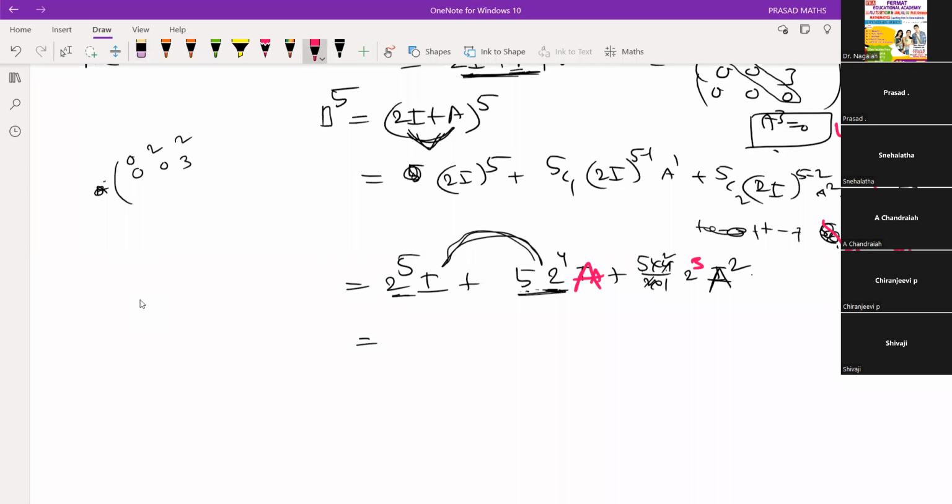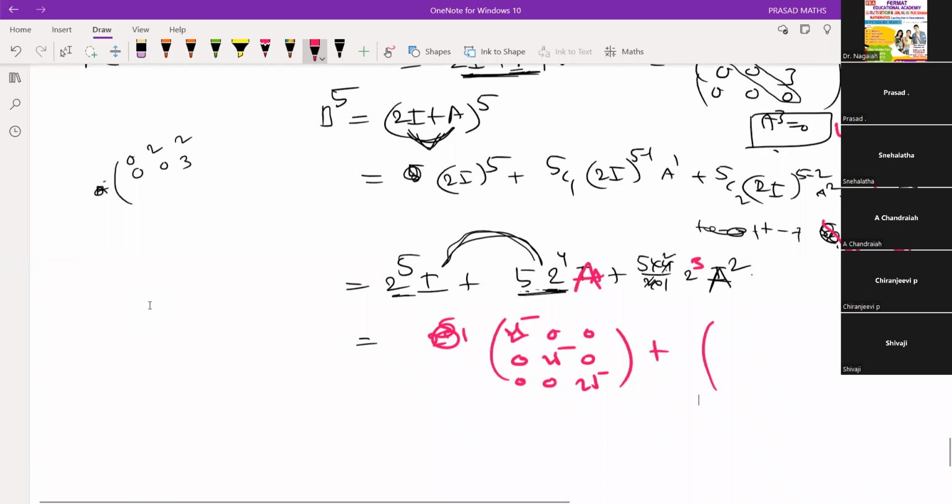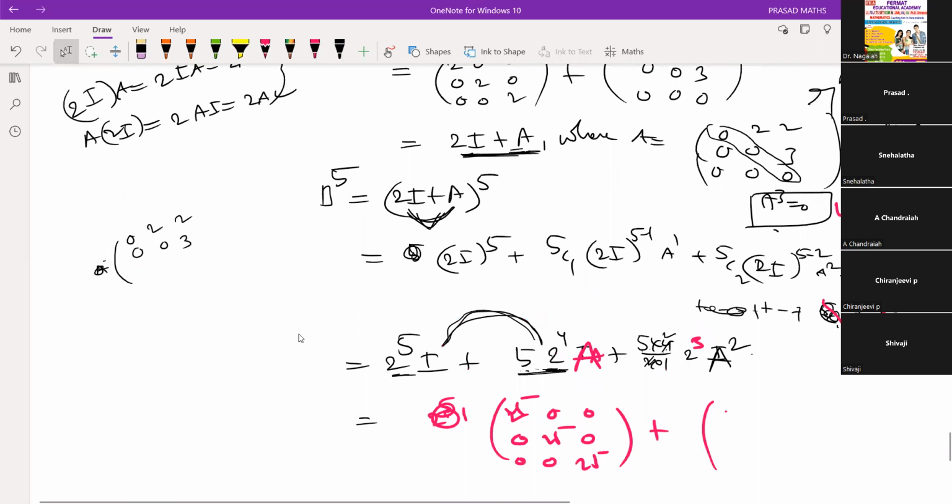Okay. So therefore, this is 2 power 5 I, that means 2 power 5, 0, 0, 0, 2 power 5, 0, 0, 0, 2 power 5. Plus, what is this? So 2 power 4 into 5, 80 into A. What is 80 into A? Leave that, nothing wrong. So therefore, 0, 2 power 6.